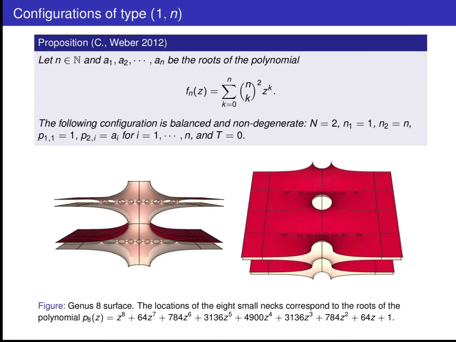So if we let n be a natural number, and a1, a2 up through a sub n be the roots of the polynomial, that's the sum k equals 0 to n of n choose k squared times z to the k, then we get a balanced and non-degenerate configuration with capital N equal to 2, n sub 1 equal 1, n sub 2 equal n, p sub 1,1 equal 1, and p sub 2,i equal to a sub i for i ranging between 1 and n. And here's an example of a genus 8 surface.